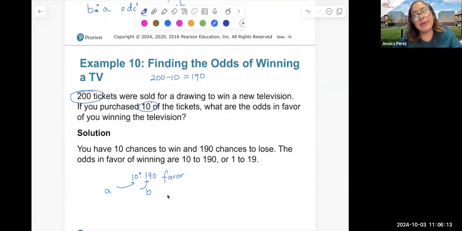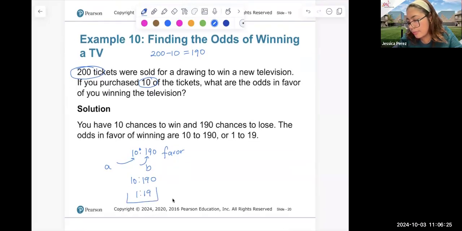Then you have 10 out of 190 in favor. Now you can always reduce 10 and 190. They're both divisible by 10. So 1 out of 19 chances of winning, which is not that high.